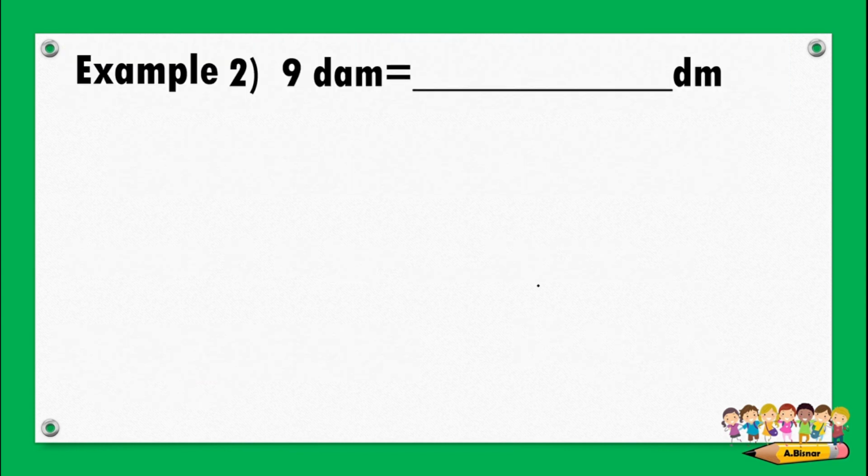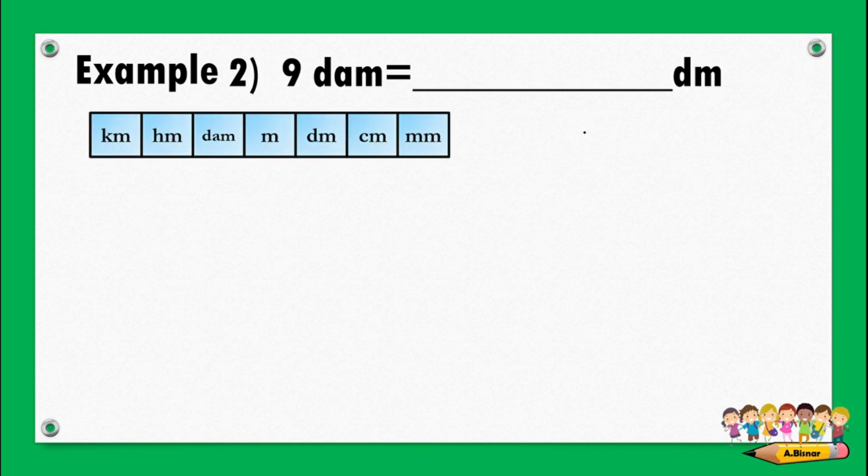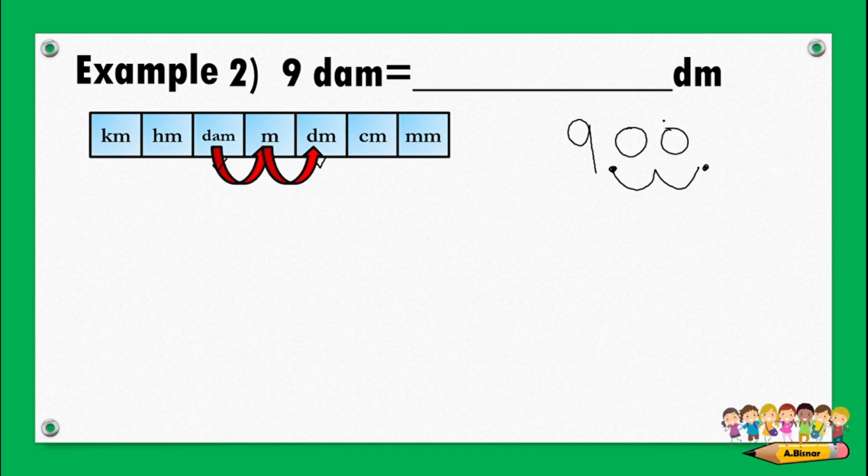Another, let's convert 9 decameters to decimeters. So again, let us write the given. Since this is a whole number, this will be the location of the decimal point. So let's count how many steps from decameters to decimeters. So 1, 2. 2 movements to the right. So 1, 2. Therefore, we will add 2 zeros, which means to say that 9 decameters is equivalent to 900 decimeters.